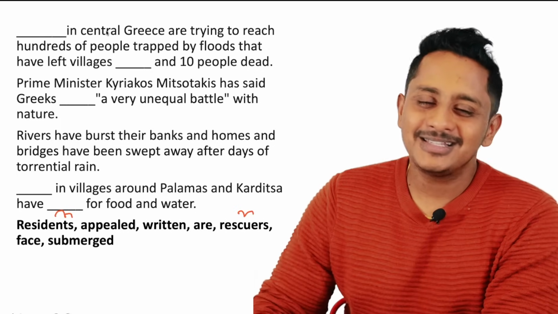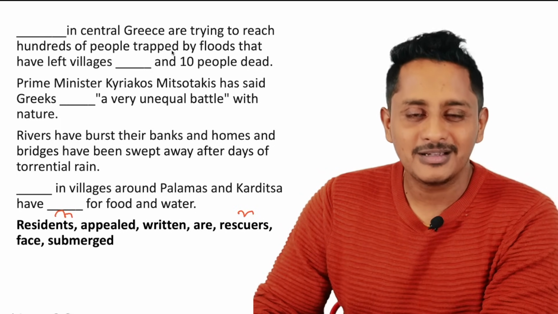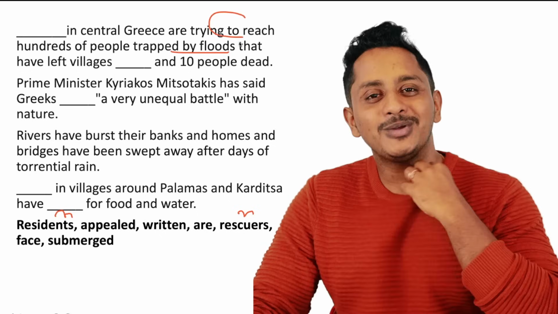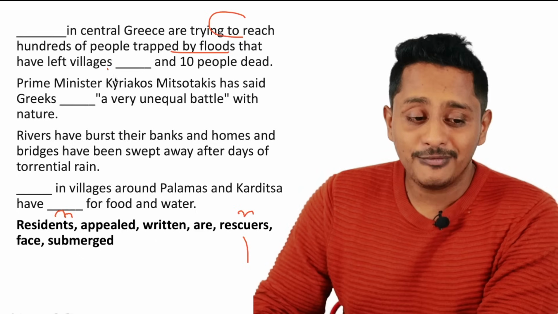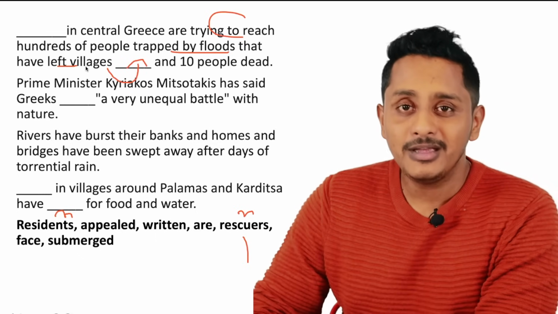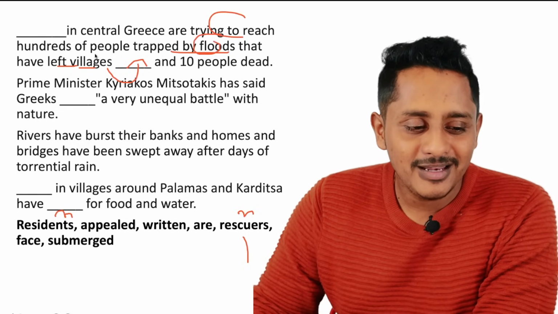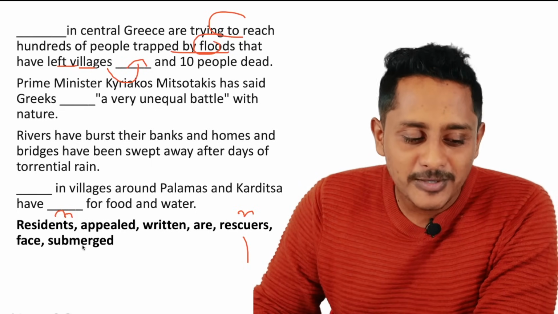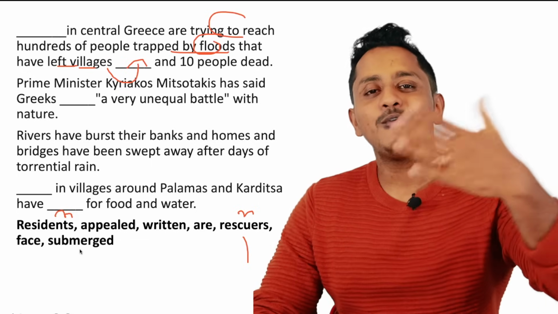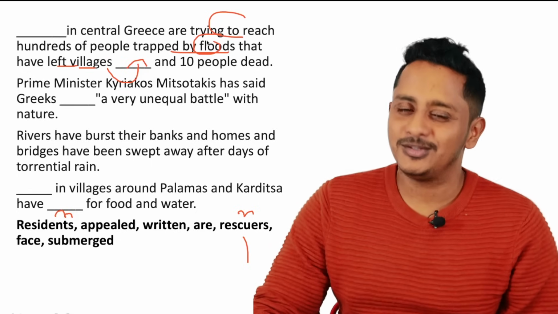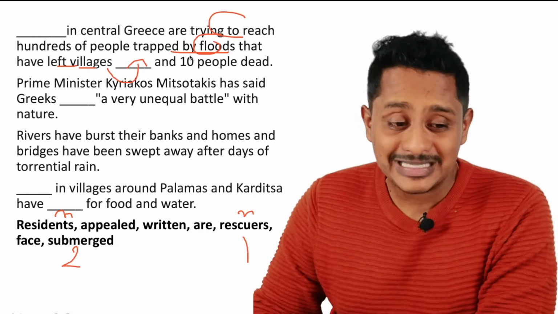"Dash in Central Greece are trying to reach hundreds of people trapped by floods." Someone trying to reach means trying to help. He's not a resident, rather he's a rescuer. "That have left villages dash." Flood is there, so "have left villages submerged." You don't have to go with the grammar all the time, but here, in the flood, villages could be submerged. Go with the flow, sometimes it becomes easier.